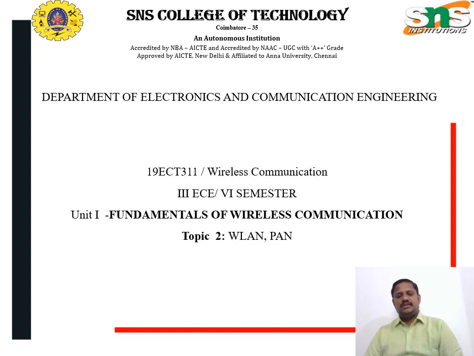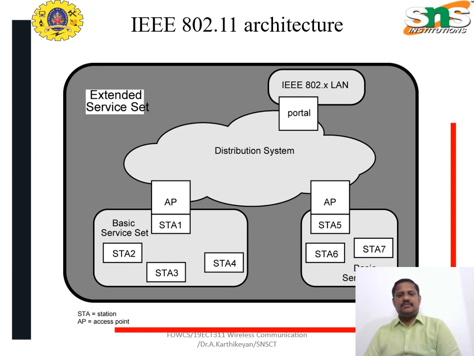Next one is wireless LAN. In that we are going to discuss the PAN, personal area networks. Mainly the IEEE 802.11 architecture: the standard service set, where we have the distribution system. In that the access point, the basic service set, and the distribution system. And mainly wireless LAN, in the sense IEEE 802.11, is wireless connectivity.